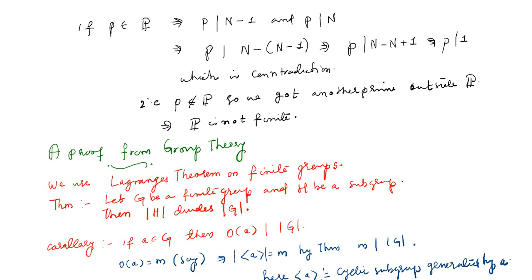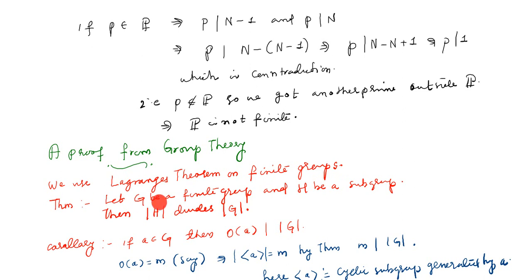So this is the basic proof given by Euclid, and after that many proofs came out. In my next lectures I will be doing four more proofs other than this. The next one is a proof from group theory. In this case we use Lagrange's theorem on finite groups. Let us look at what this means.